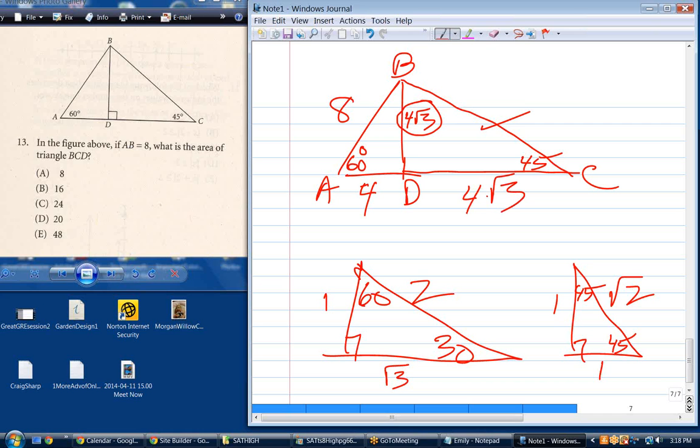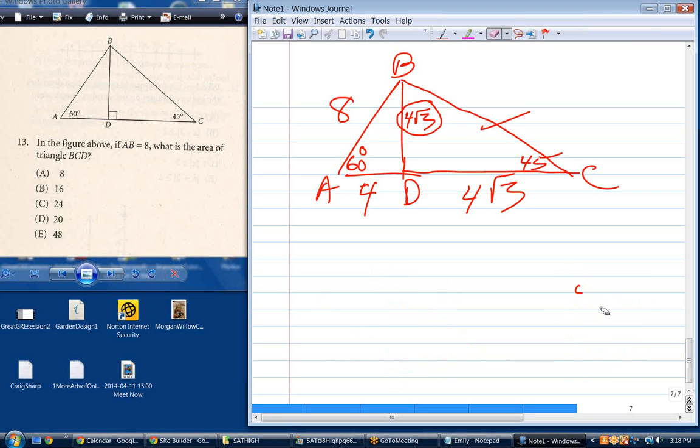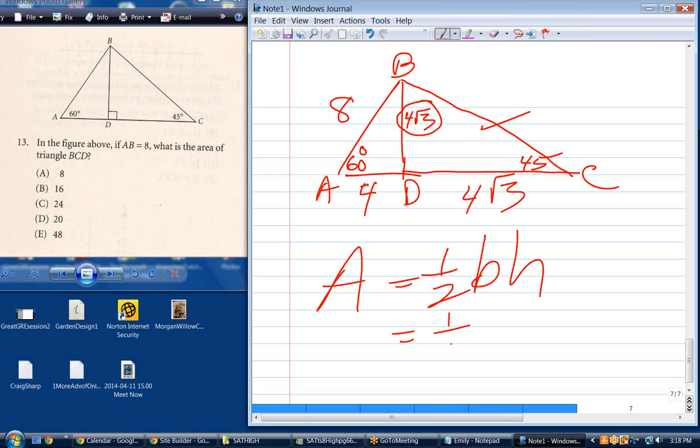So now what is the area of triangle BCD? So it's going to be 2.366. I don't think we need to even get into decimals. The base is what? I didn't do that right. Never mind.